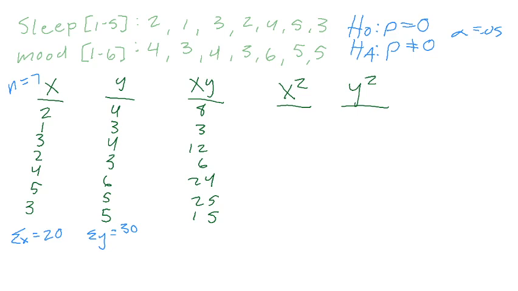So we're just going in order, right? So we're taking 2 squared, 1 squared, 3 squared, just going down the line. So we get 4, 1, 9, 4, 16, 25, and 9. And we do the same for Y, right? So we take 4 squared, 3 squared. We just go ahead and move down the list. So we have 16, 9, 16, 9, 36, 25, and 25.